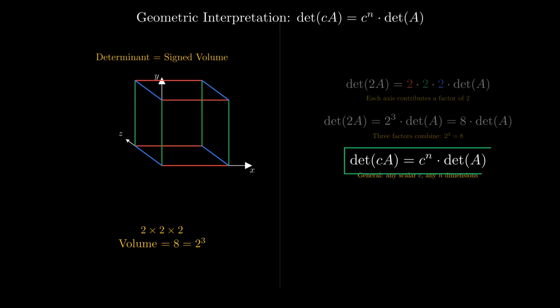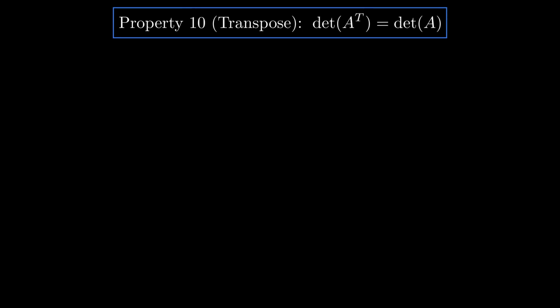of A. More generally, for any scalar c, the determinant of c times A equals c to the n times the determinant of A. Determinants play nicely with products. Now let's look at a second property, equally powerful. This one is about the transpose.